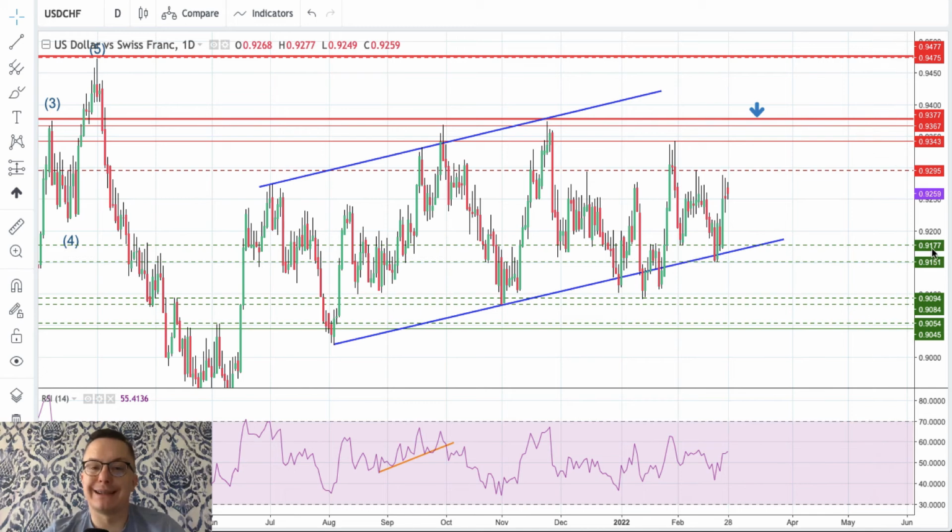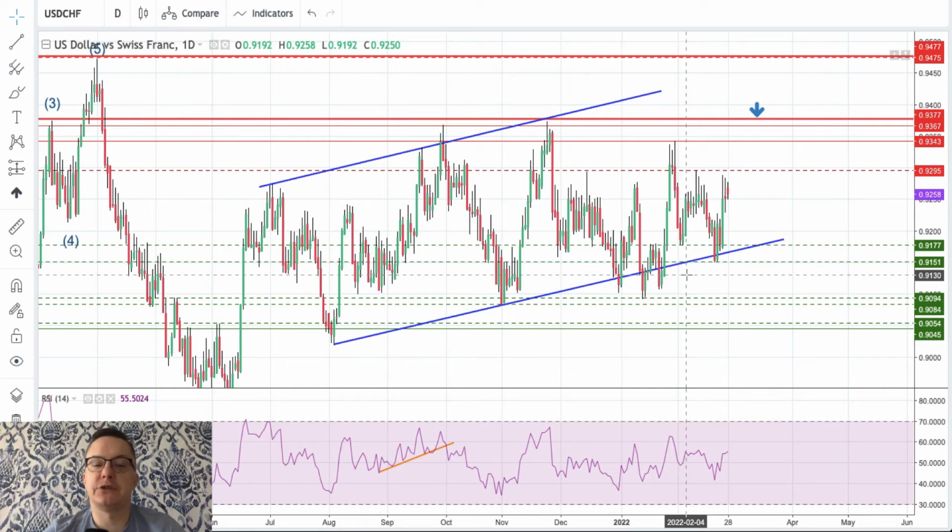So 9,177 support, 9,151 support, 9,094 pips support, and the lower range of the support is 9,084, 9,055 pips. And of course, right now, if you take a look at the RSI, it doesn't tell you much, because the market is not trending, it's bouncing up and down with no momentum actually.